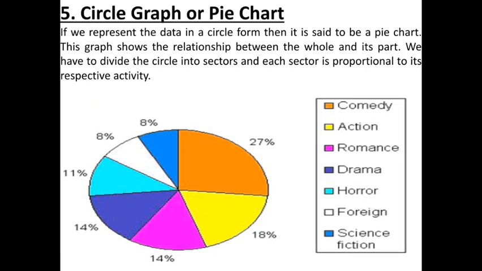Now, circle graph or pie chart. If we represent the data in circle form, then it is said to be a pie chart. This graph shows the relationship between the whole and its parts. We divide the circle into sectors, and each sector is proportional to its respective activity.